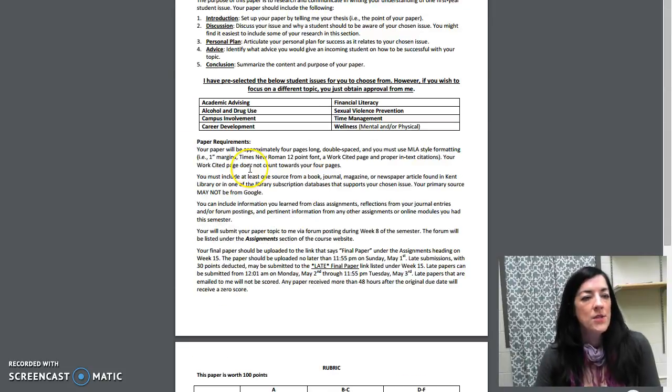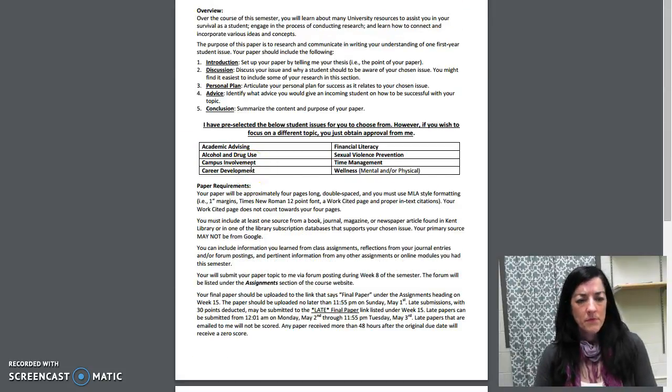All right. So like I said, most of this information, in terms of the MLA style formatting and how to conduct research, we're going to be talking about that throughout the course of the semester. So if that's something that you're concerned about, don't be too concerned yet, because we'll be getting there soon. Okay. So that's your paper.